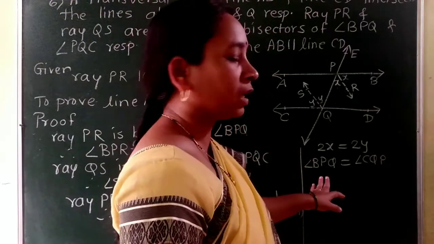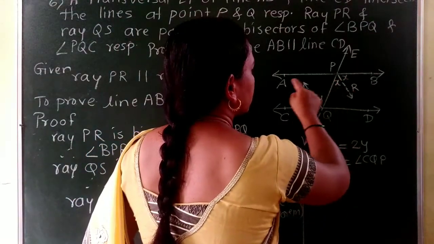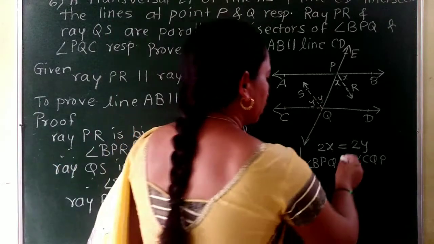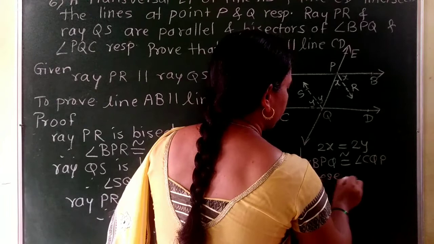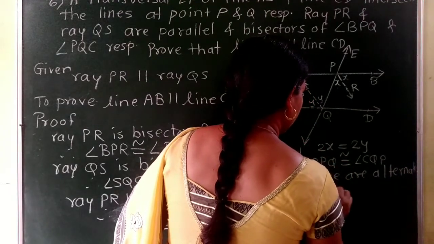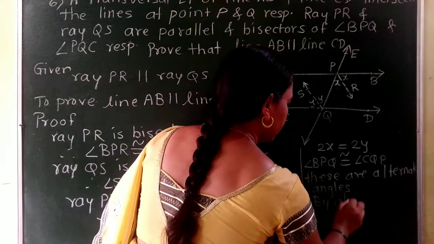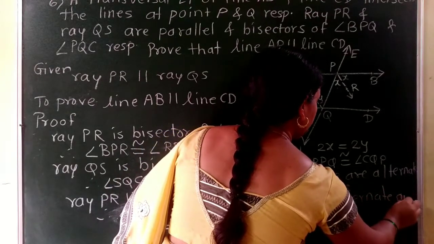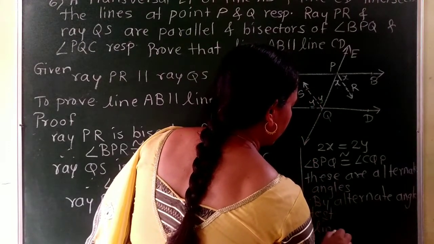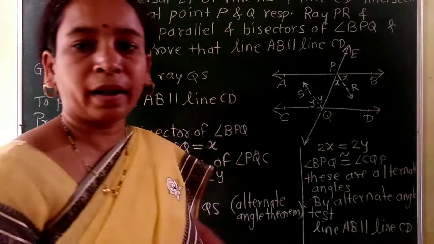If you observe, these are the alternate angles. BPQ and CQP are alternate angles of the lines AB and CD. If they are parallel, only then are these two angles congruent. So these are alternate angles. Therefore, by the alternate angle test, line AB is parallel with line CD, and hence it is proved.